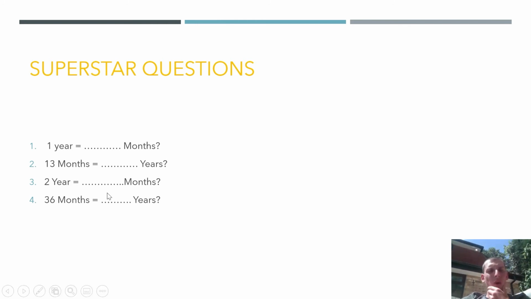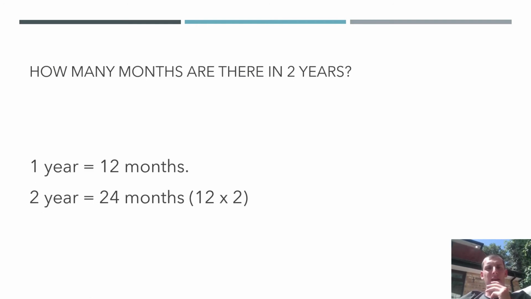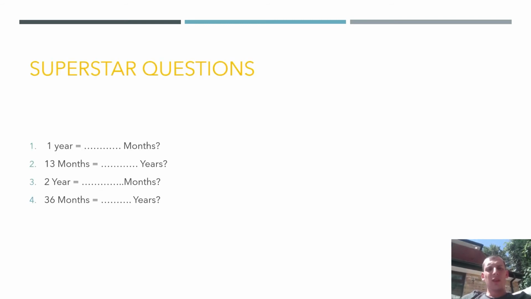Now, I'll give you a bit of help here. For this one, it's not going to be an equal amount of years. Like we did with this one, it's 2 years and 2 months. So we didn't have an equal amount of years. We had years and then we had some months. So we couldn't make up a full year. So you're going to have to do the same for this one. Superstars, please pause the video, complete that task, and then press play when you are ready to go through this.